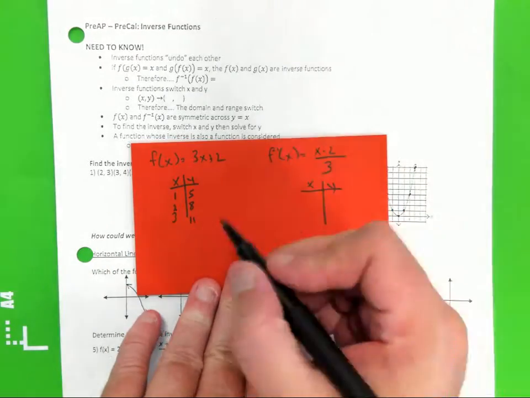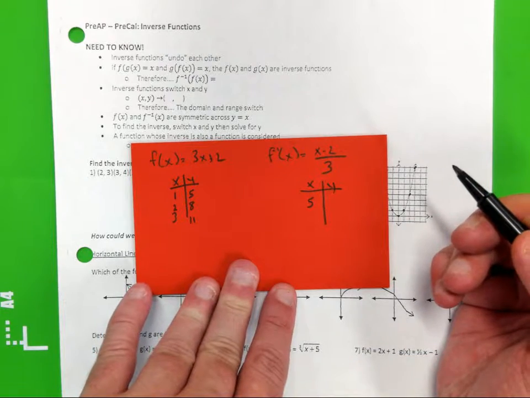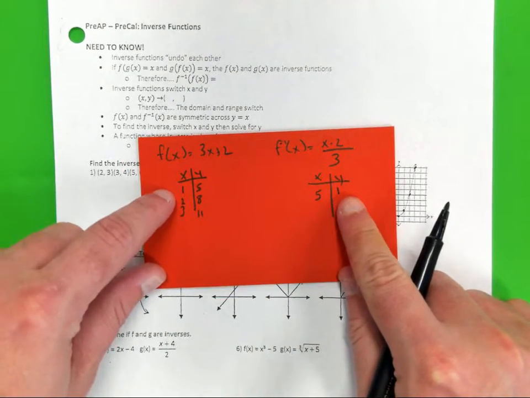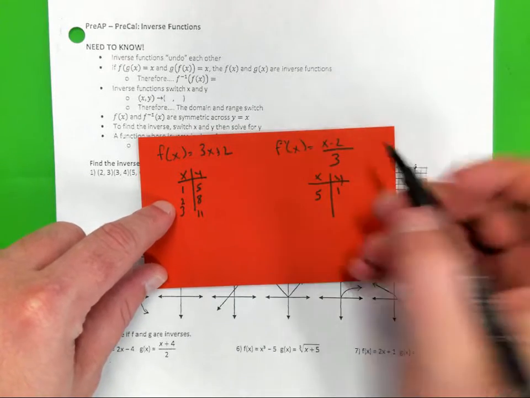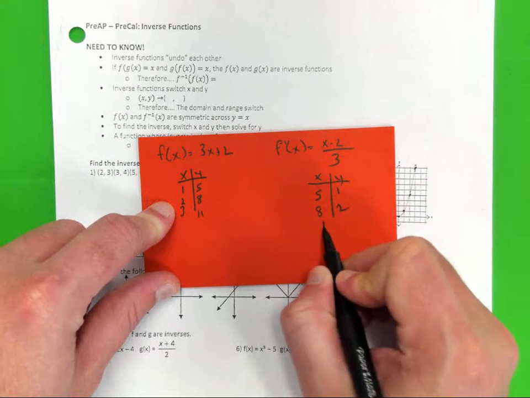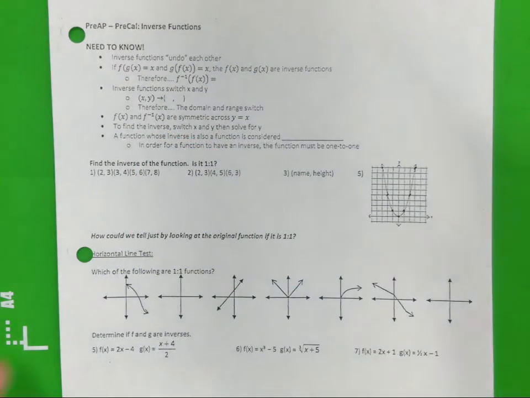All right. So, watch this. Let's see if I take 5 in here. What's 5 minus 2? 3. 3 divided by 3 is? Do you see how they flip? Okay, now let's try 8. 8 minus 2 is 6, divided by 3 is? And so forth. So you see the relationship there? Your domain and range are swapped in inverse functions, okay?